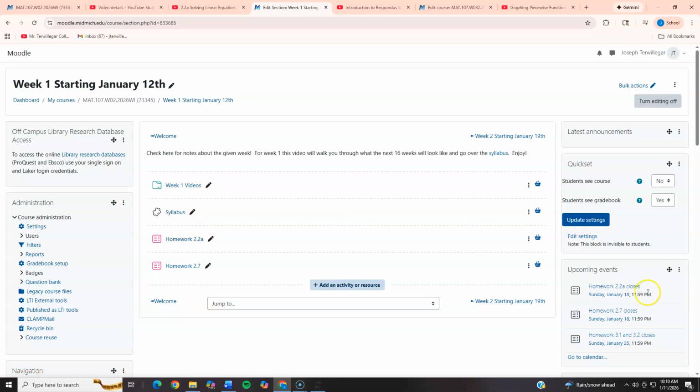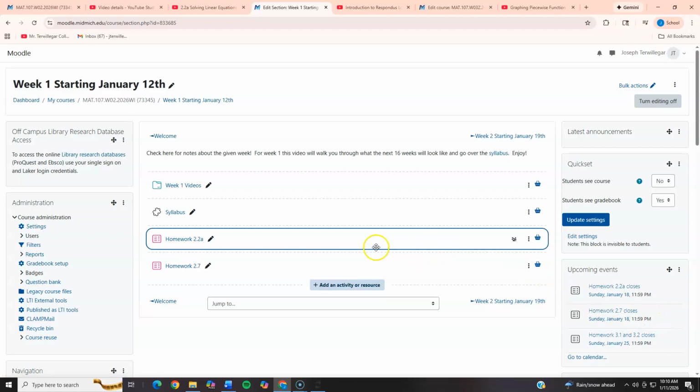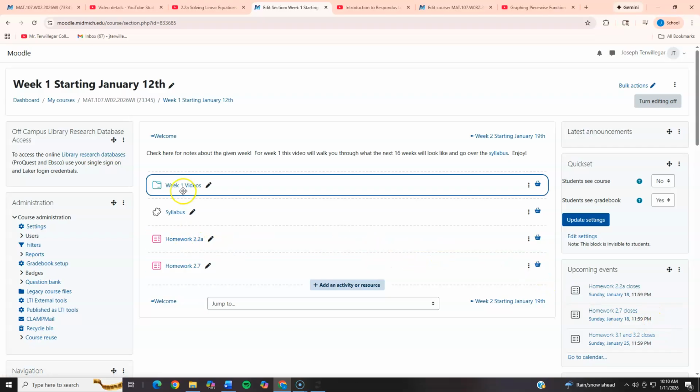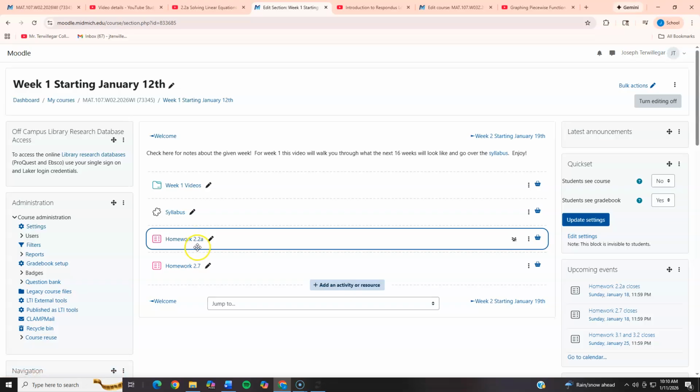So homework 2A is due on Sunday. 2.7 is due on Sunday. That's actually, I would not wait till Sunday. I would do the 2A video and notes and do the homework probably right after you get done with the syllabus. If you're doing an hour and a half block setup, or if you're doing daily, you could do it tomorrow.